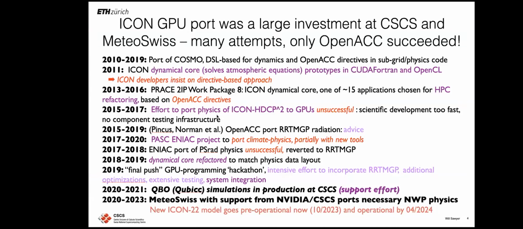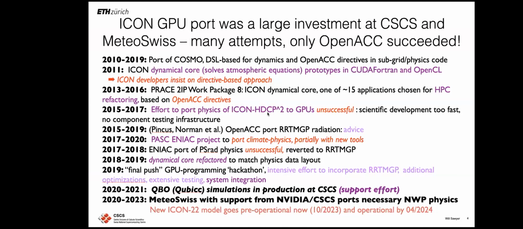And then there was a German project called HDCP2 or Quadrat, and the GPU port there, though it was very competent and a big effort, it was unsuccessful. And the reason was that the development of the Fortran code was going too fast, and there was no real component testing infrastructure. This is an important lesson learned that I will come back to in later slides.